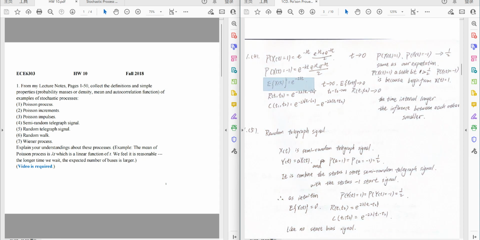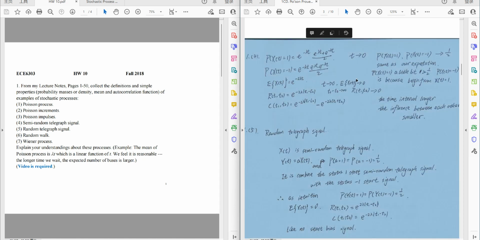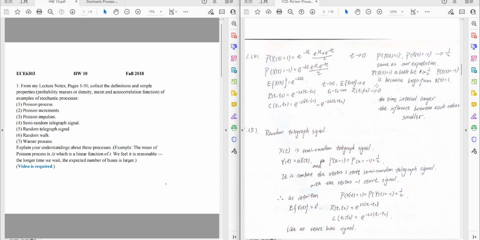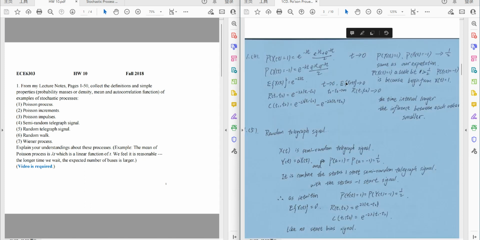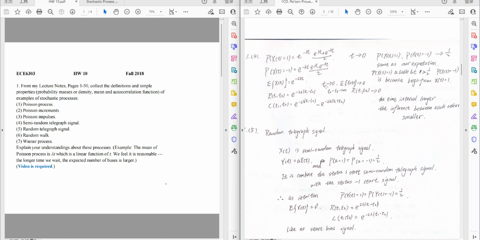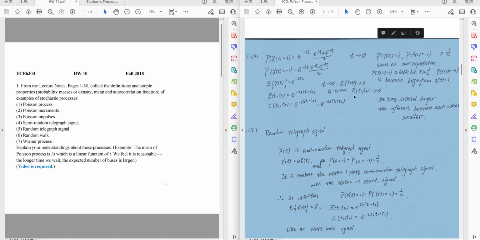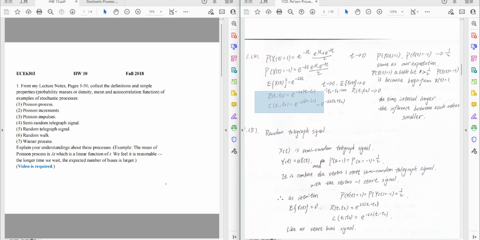And the expectation also is like this. It is not zero, but when t is near infinity, the expectation is near to zero. Also, the R and C, we can see the same thing.